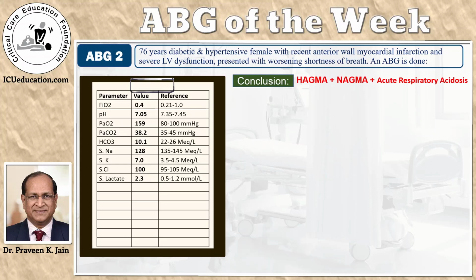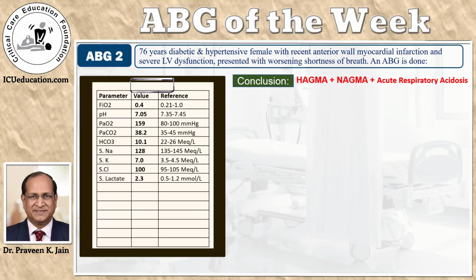This patient has normal ventilation, and in terms of acid-base disorder, the patient has a high anion gap metabolic acidosis, a normal anion gap metabolic acidosis, and an acute respiratory acidosis. Now, what could be the cause of the high anion gap metabolic acidosis? If you look at the serum lactates, they're elevated. So definitely there is some lactic acidosis. But does that explain the whole high anion gap that is seen?